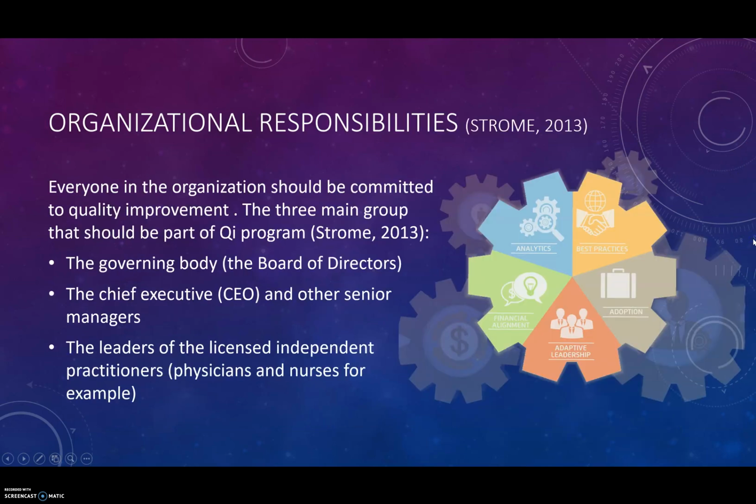Quality improvement is everyone's responsibility in an organization. This includes the board of directors, the chief executive officers, all senior managers, and the leaders of the licensed independent practitioners. People should be held responsible for quality in an organization. Training and guiding parameters should be set up within an organization.